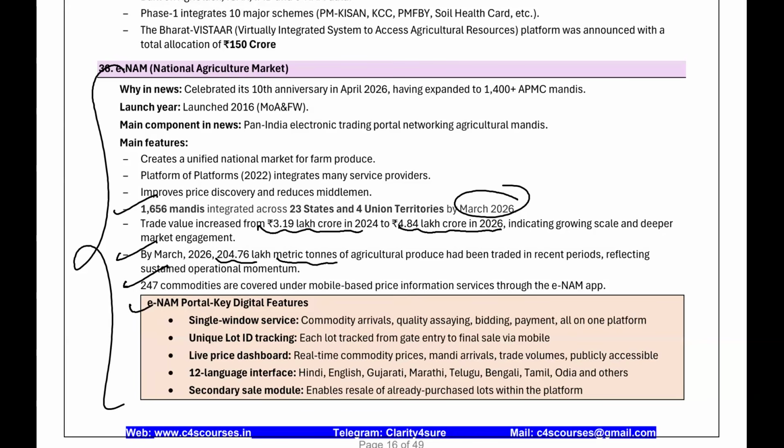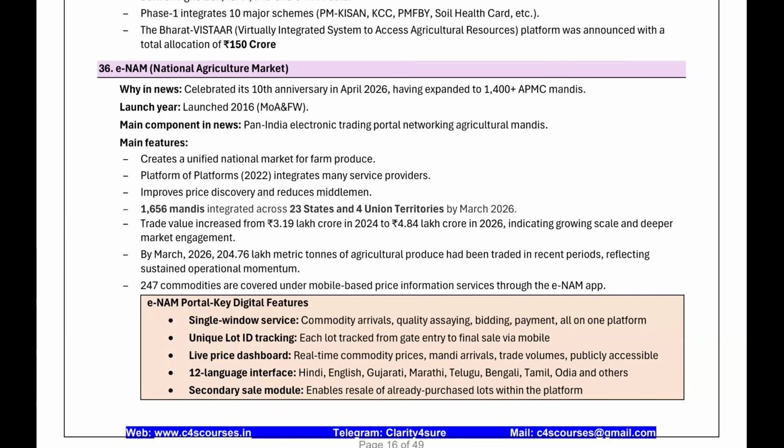ठीक है? ENAM portal key digital services: single window system, unique lot ID tracking, live level dashboard, 12 languages interface, secondary sale mode. You should understand. ठीक है? ये क्या बता रहा है? So it is just, you can understand, exam keyword अगर आपको समझना है for this scheme, it is an online mandi thing, which is providing a memory trick: it is an Amazon for agriculture. One liner is one nation, one agriculture market.